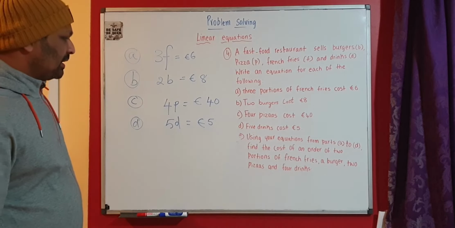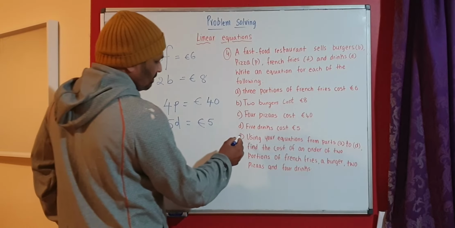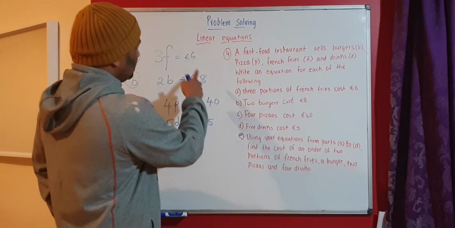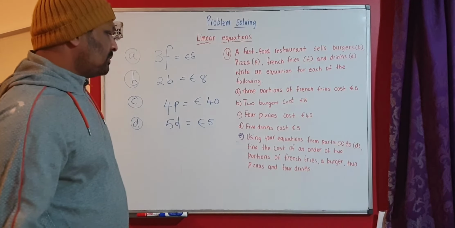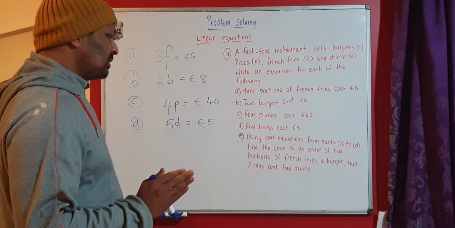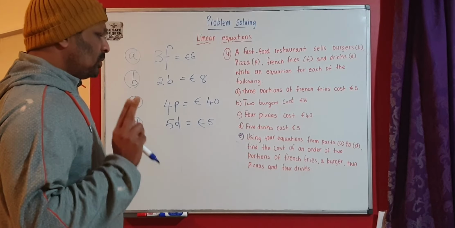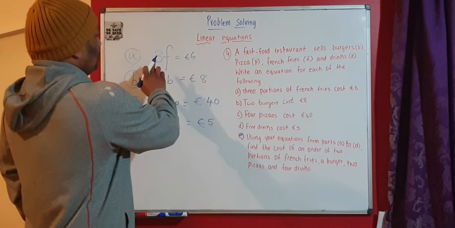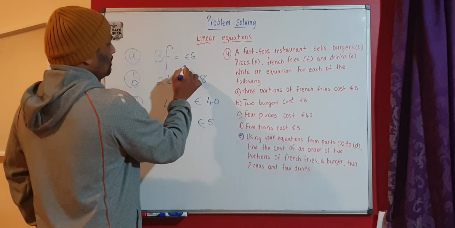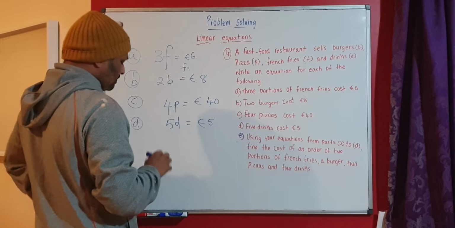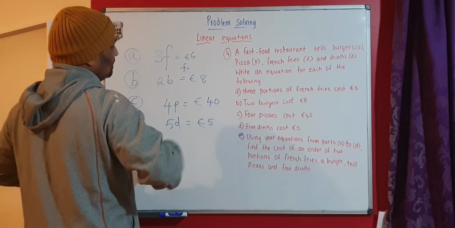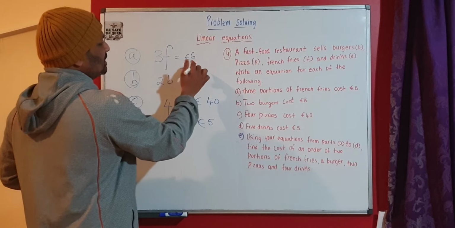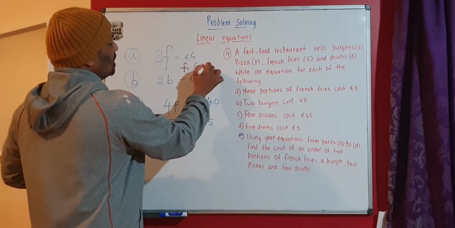The next bit, E, is using your equations from parts A to D, you find out the cost of 2 portions of French fries, a burger, 2 pizzas, 4 drinks. Now we have 3f is equal to 6. What is f? f is the cost of French fries. f is equal to 6 by 3. The 3, if it goes to the other side, becomes a division. 6 by 3 is equal to €2.